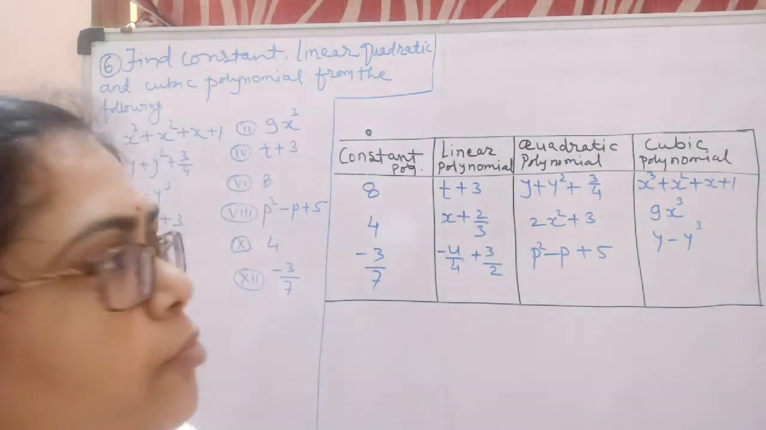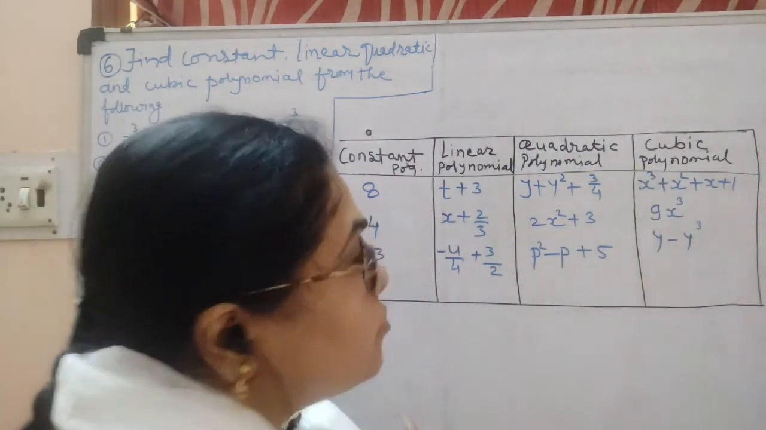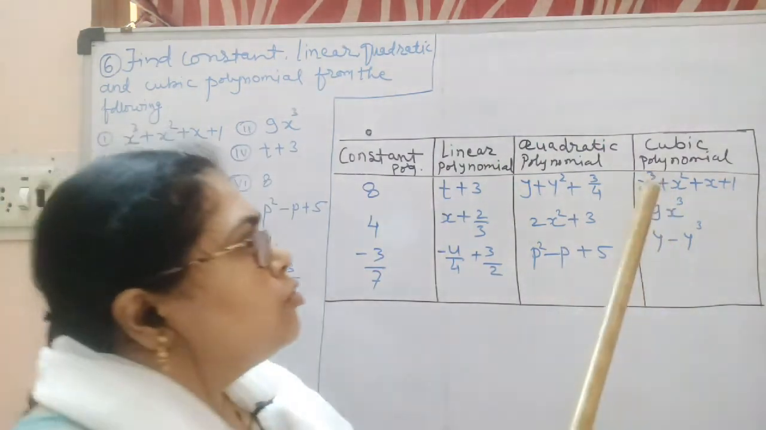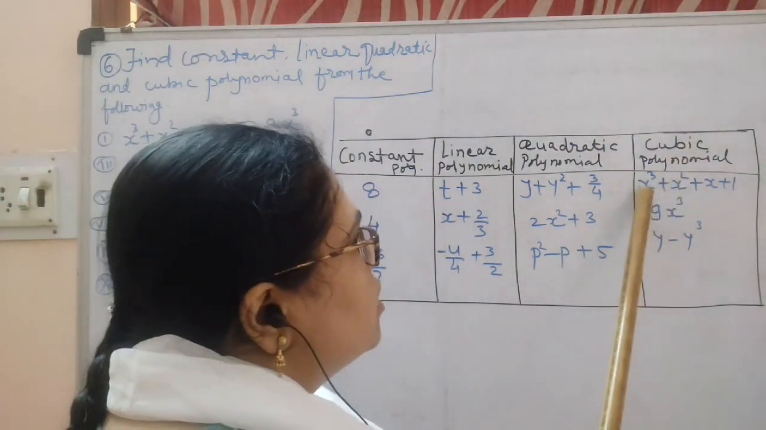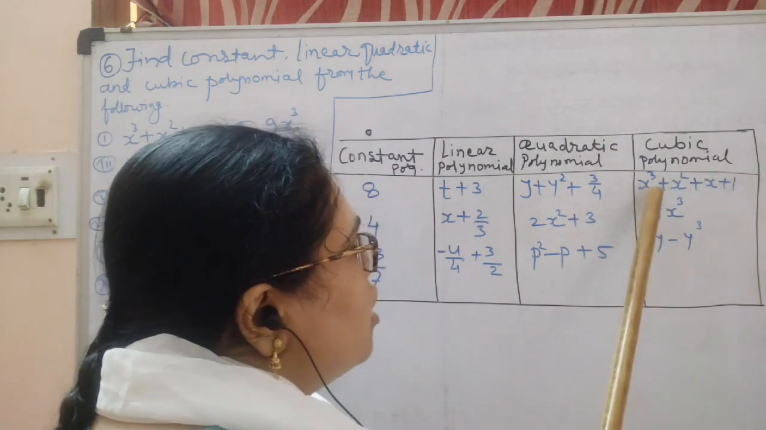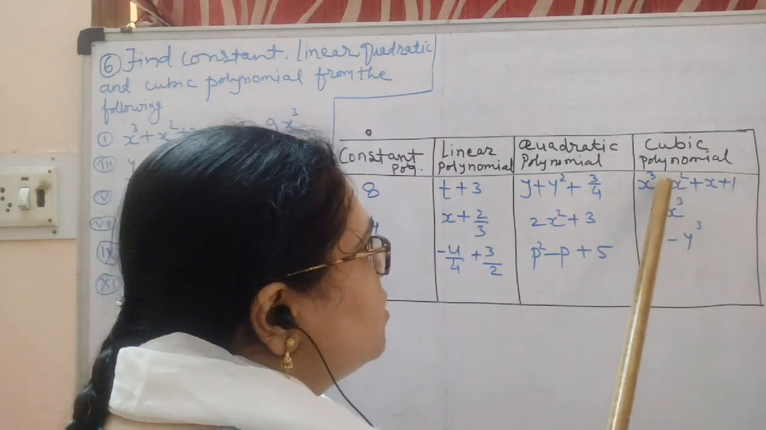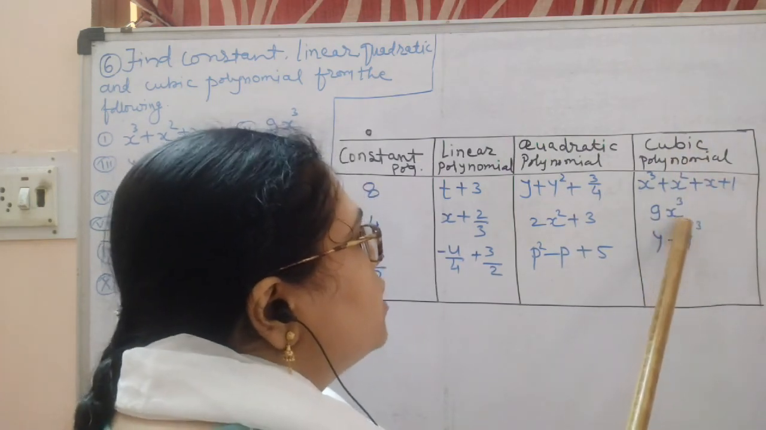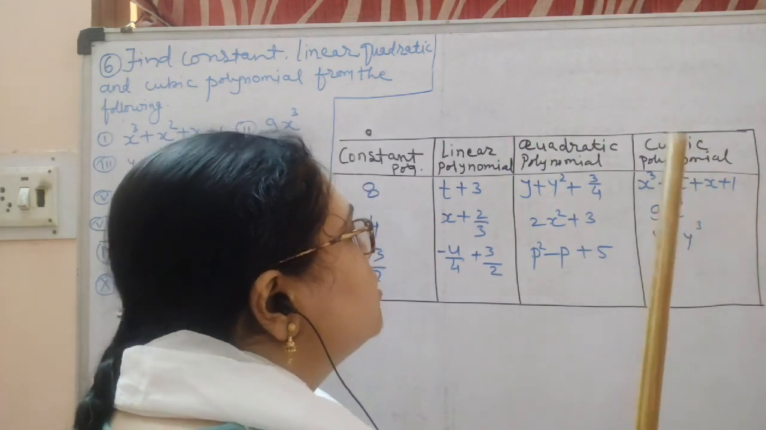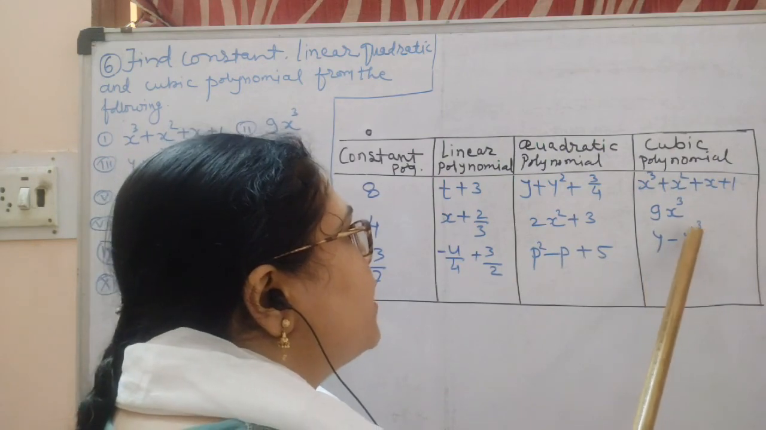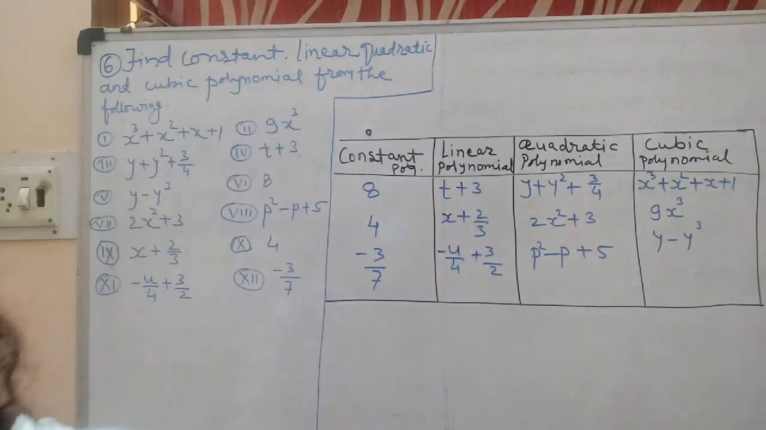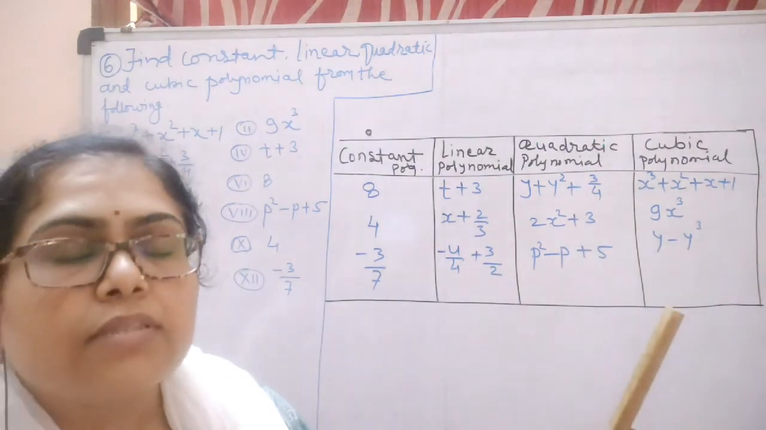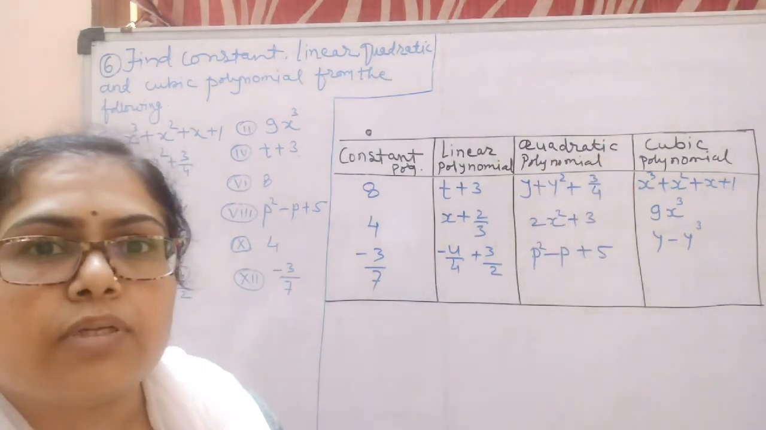Now cubic polynomial. Cubic polynomial means the highest power of the variable is 3. So the variable is x and the highest power is 3. So this is a cubic polynomial. And here the variable is x and the highest power is 3. Here the variable is y and the highest power of the variable is 3. So y minus y cube is a cubic polynomial.